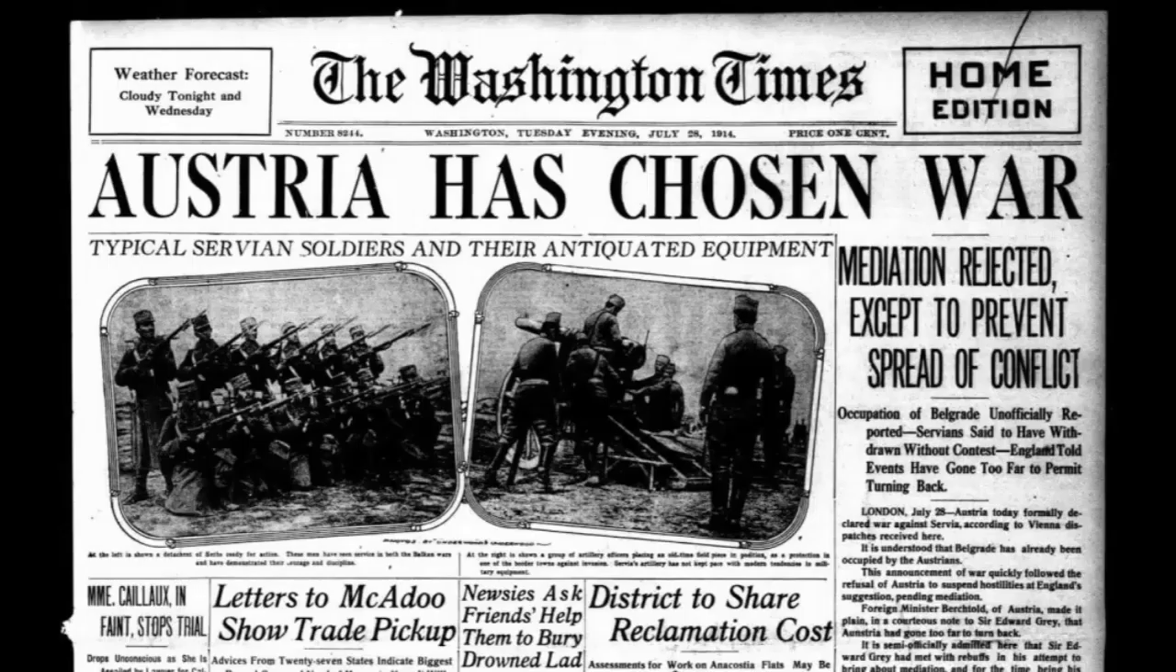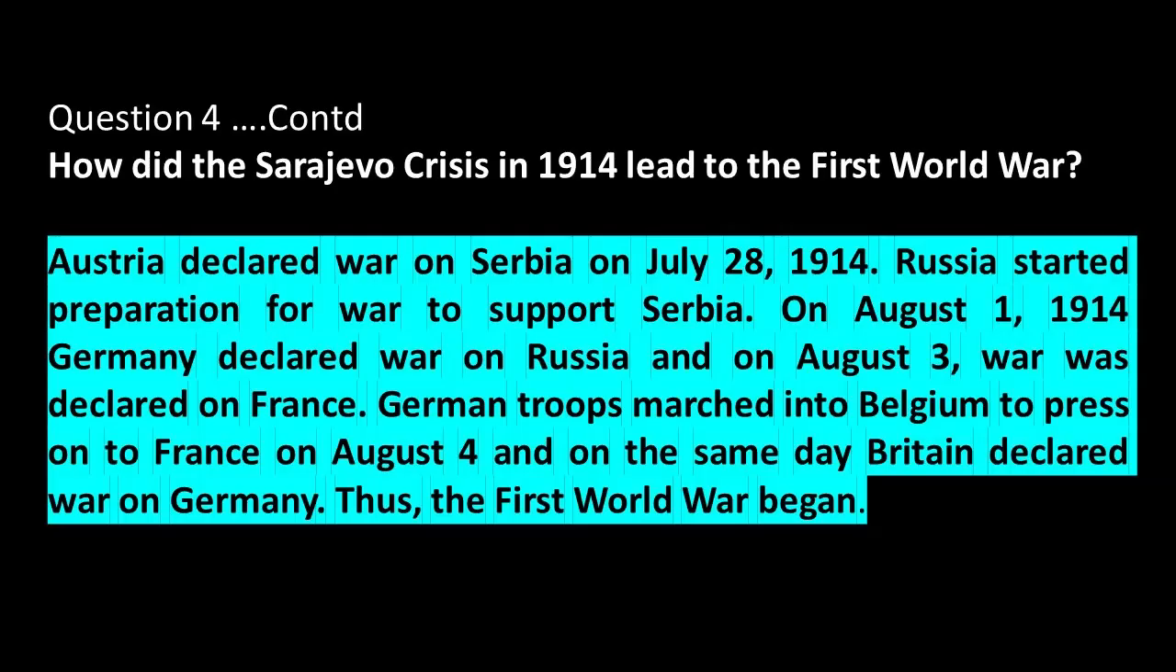How did the Sarajevo crisis in 1914 lead to the First World War? Austria declared war on Serbia on 28 July 1914. Russia started preparation for war to support Serbia. On 1 August 1914 Germany declared war on Russia and on 3 August, war was declared on France. German troops marched into Belgium to press on to France on 4 August and on the same day Britain declared war on Germany. Thus, the First World War began.